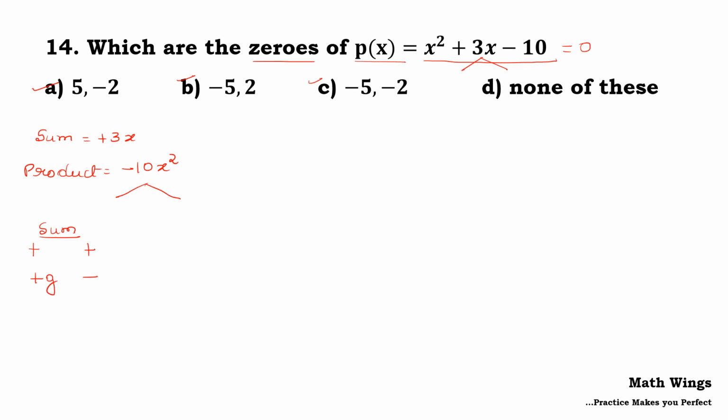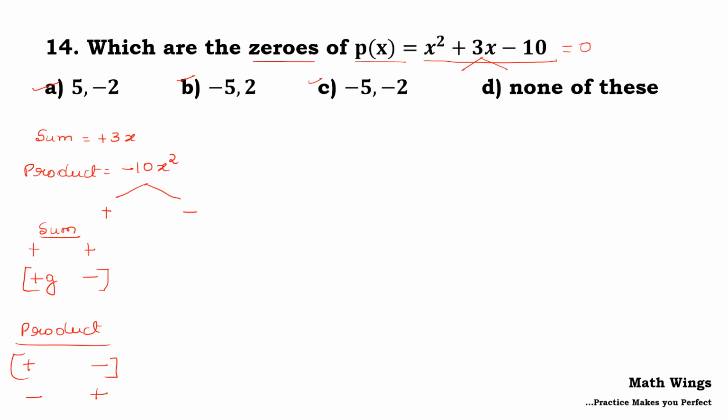Okay. So here we have product as negative. What are the conditions for product to be negative? We should have either plus and minus, or minus and plus. Anything would be fine for us. So if you observe, the condition which matches for sum and product is positive and negative. Therefore, the sign of factors here is positive and negative.